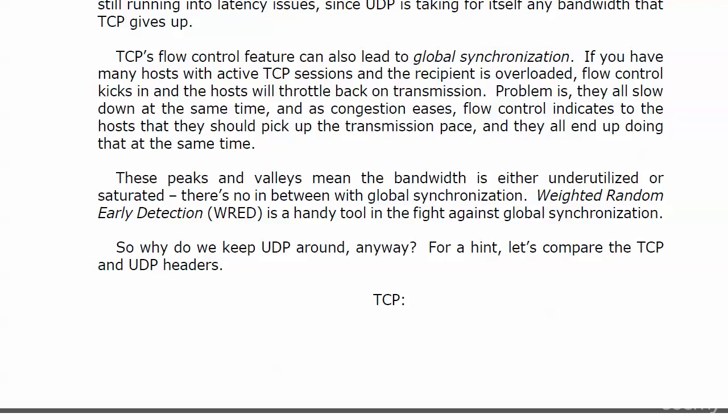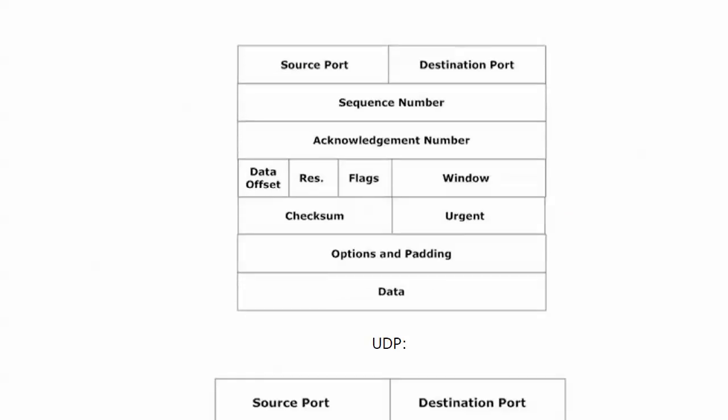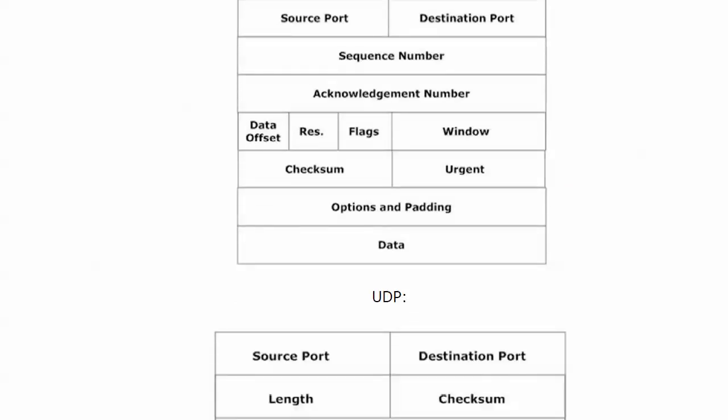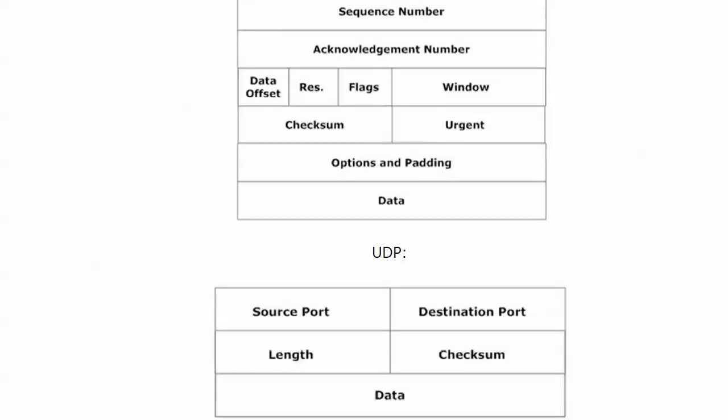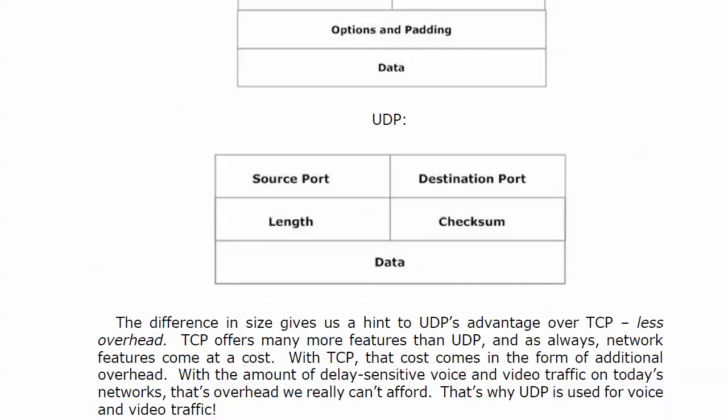So we're sitting here looking at UDP and TCP, and it's like, why in the world do we even keep UDP around? Well, let's look at the headers for TCP and UDP. And there's our friend TCP right there at the top, and we've got a source port and a destination port, sequence number and an ACK number, a lot of other values there that you see that UDP frankly just doesn't have. UDP's got source port, destination port, length, checksum, and data. That's it. Well, this difference in size gives us a hint to UDP's advantage over TCP, and that is that UDP has much less overhead.